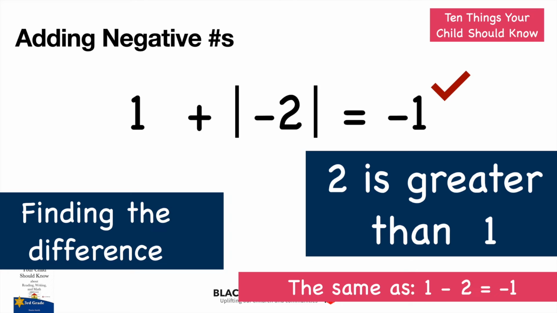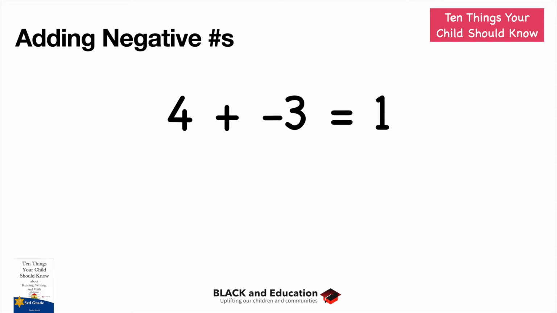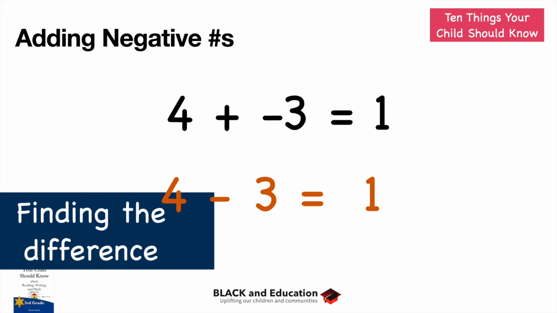Let's look at this another way, a couple of examples. If I have 4 plus negative 3, essentially this is a subtraction problem. That's the same thing as 4 minus 3, and it's going to be equal to 1. 4 is greater than 3, and the answer is going to be positive. I'm just finding the difference between these two numbers. When you find the answer to a subtraction problem, you're finding the difference. So this is how you do it.